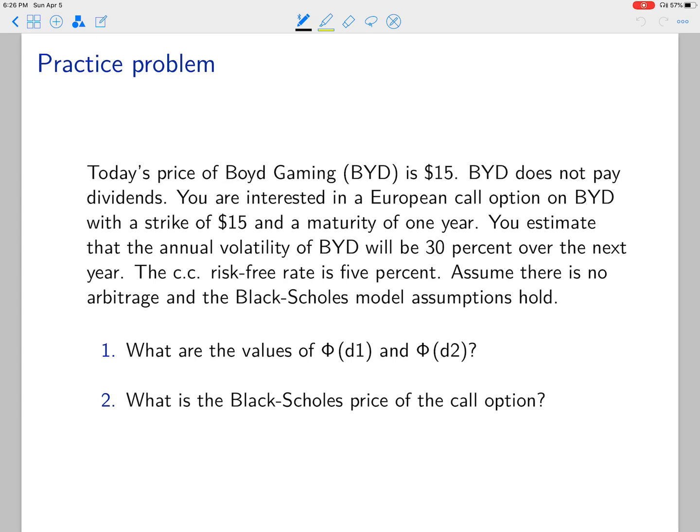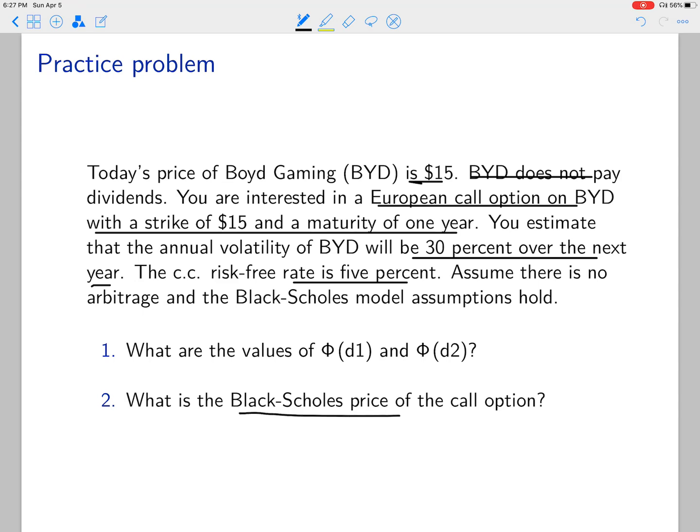So let's work through this. The problem statement is as follows. We have Boyd Gaming. The price today of Boyd Gaming is $15 per share. Boyd is a non-dividend paying stock and has an annual volatility of 30% over the next year. The continuously compounded risk-free interest rate is 5%. And we assume there's no arbitrage and the Black-Scholes model assumptions hold. We're interested in a European call option on Boyd Gaming with a strike of 15 and a maturity of 1 year.